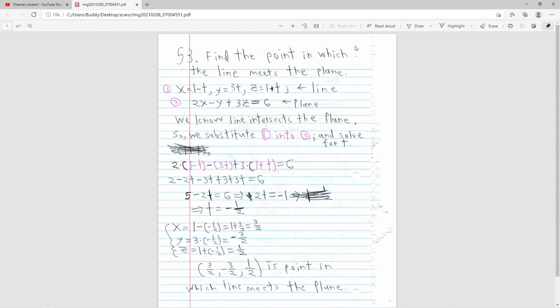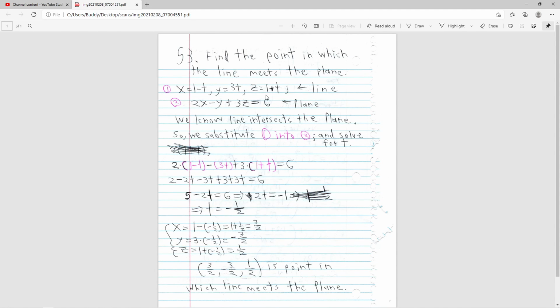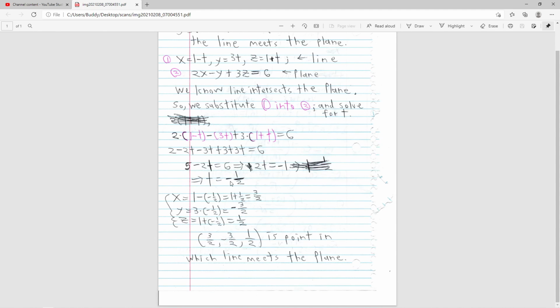And finally, find the point in which the line meets the plane. We already kind of did this. We're just finding a point of intersection, because that's what's given, the line meets the plane. We know it intersects the plane, so I have 1 and 2 added in for these, labeling them. You just plug 1 minus t, 3t, and 1 plus t from these parametric equations into the formula for the plane and solve for t. And then you plug t into x, y, and z to get the coordinates of the point.